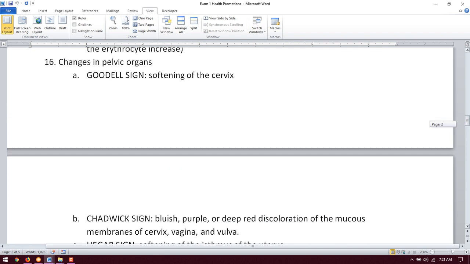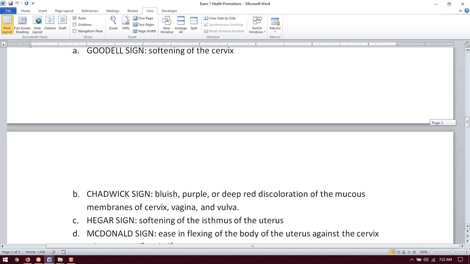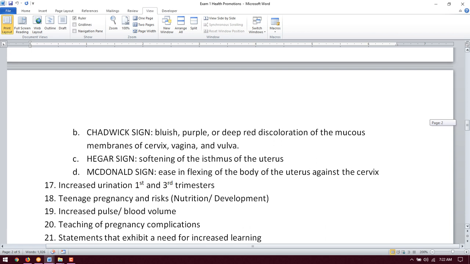the changes in the pelvic organs. We'll just start with this one. The Goodell sign, the cervix starts to soften during pregnancy. The Chadwick sign, like I said, is that discoloration, which is the blue-purple of the membranes of the vagina, the cervix, and the vulva. Hegar sign, basically the isthmus of the uterus is softening. And then the McDonald sign, where the uterus is not as flexed back.